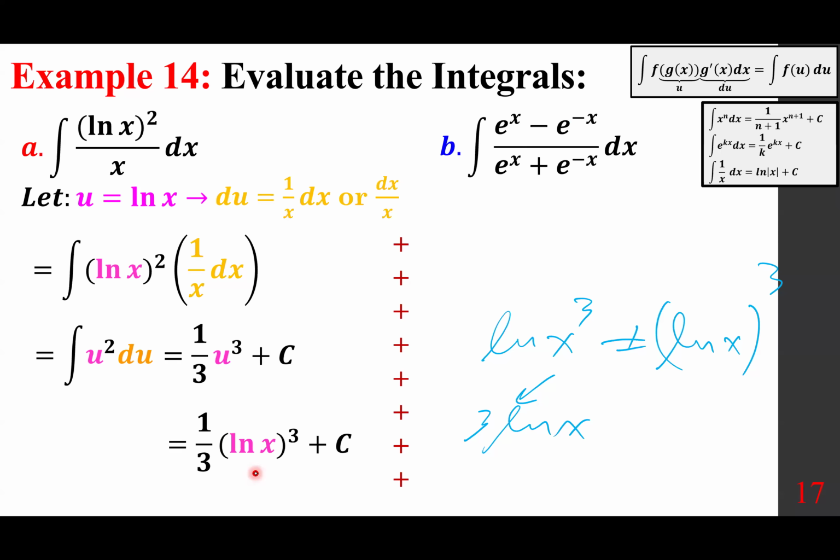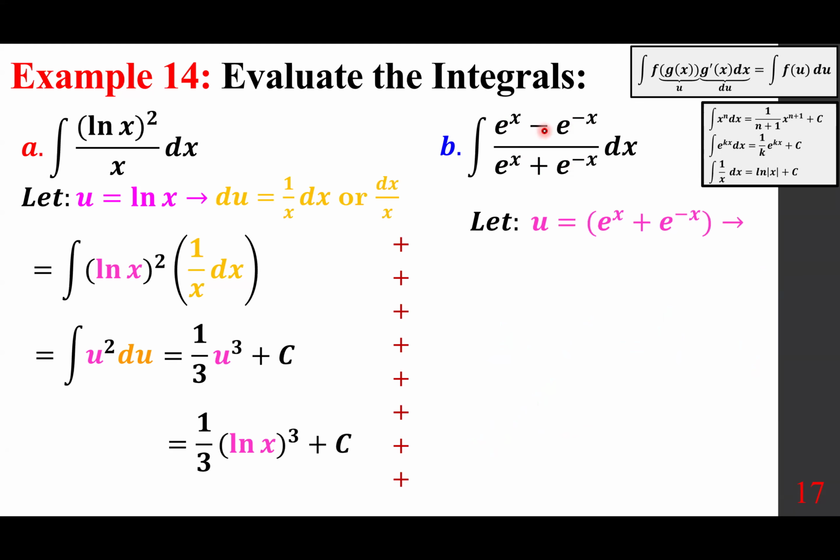What if we have a fractional format? Let me erase my work. Notice the derivative of e to the power of x is e to the power of x. The derivative of e to the power minus x is itself times negative. In other words, if you choose u to be the denominator, its derivative is the numerator. So du is the numerator times dx.